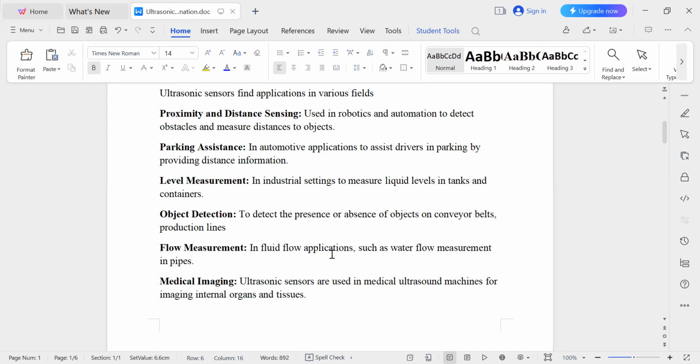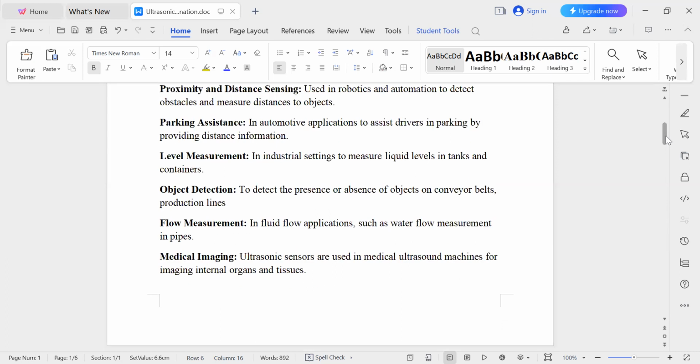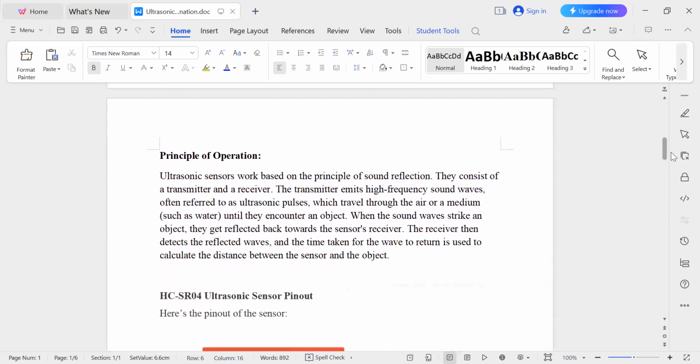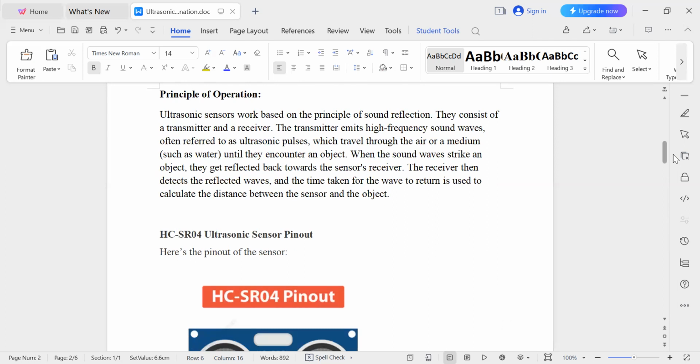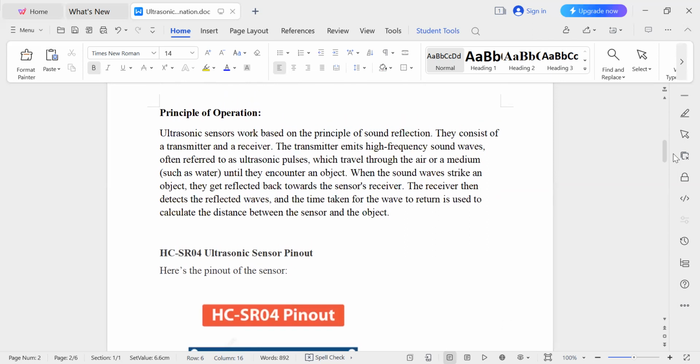In fluid flow applications, such as water flow measurement in pipes, an ultrasonic sensor is used. And in medical imaging systems, they are used in medical ultrasound machines for imaging internal organs and tissues. These are the few applications I have listed. Now I'll explain the working principle. Ultrasonic sensors are based on the principle of sound reflection.